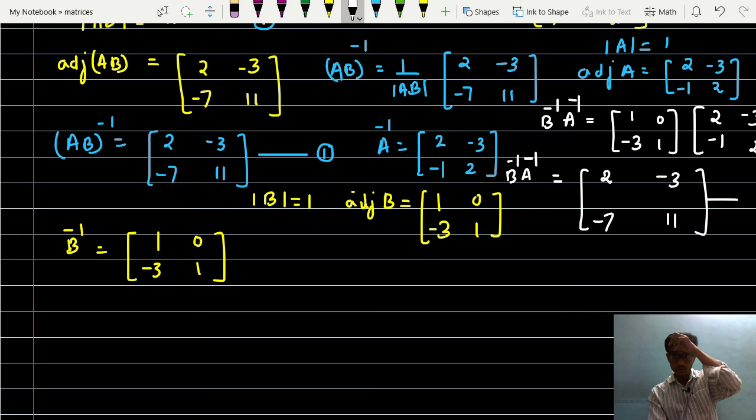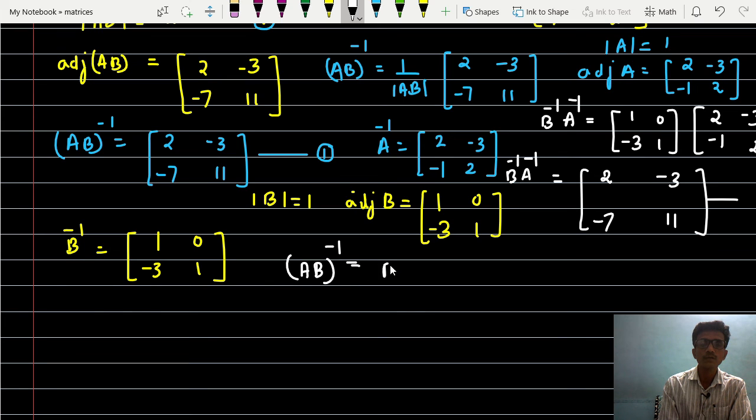Equation 1 और equation 2 में आप देख सकते हैं. So we are getting the same matrix. Therefore we have verified this property: AB inverse is equal to B inverse into A inverse. This is a property we have verified.